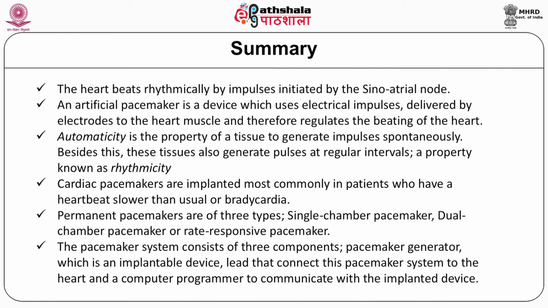The ionic basis of pacemaker potential is due to leakiness of the cell membrane, funny currents and calcium ions. For the SA node, this rate is around 70 beats per minute. The slow depolarization or rise of potential during the resting phase is called pacemaker potential. Cardiac pacemakers are implanted most commonly in patients who have a heartbeat slower than usual, or bradycardia. The permanent pacemakers are of 3 types: single chamber pacemaker, dual chamber pacemaker, or rate responsive pacemaker.